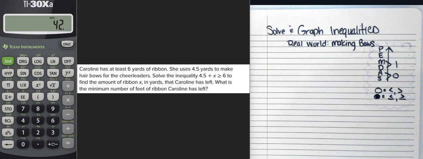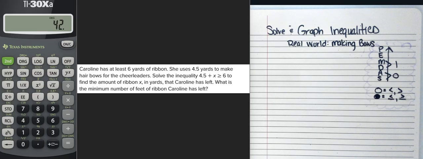All right, so we're on another example where we're going to use our knowledge and understanding of solving and graphing inequalities to solve a real world problem where we're going to make some bows. So Caroline has at least 6 yards of ribbon. She uses 4.5 yards to make hair bows for the cheerleaders.